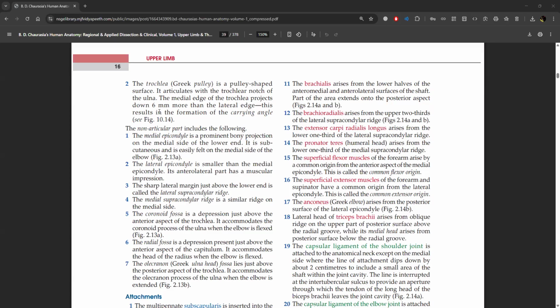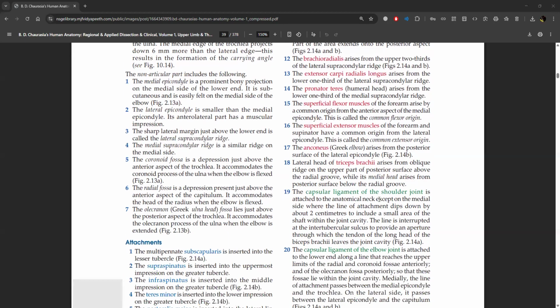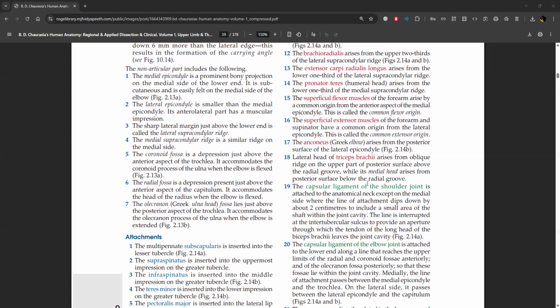Number 14. The pronator teres, humeral head, arises from the lower one-third of the medial supracondylar ridge. Number 15. The superficial flexor muscles of the forearm arise by a common origin from the anterior aspect of the medial epicondyle. This is called the common flexor origin. Number 16. The superficial extensor muscles of the forearm and supinator have a common origin from the lateral epicondyle. This is called the common extensor origin.